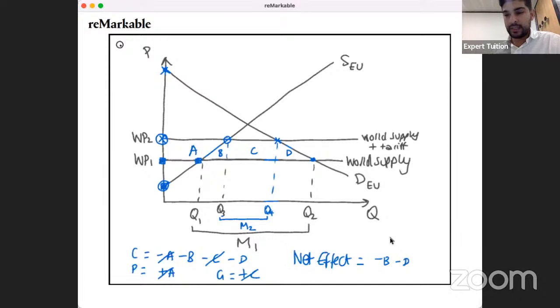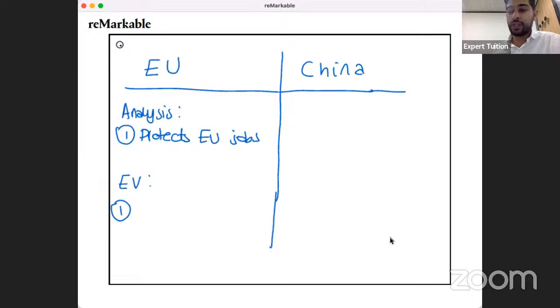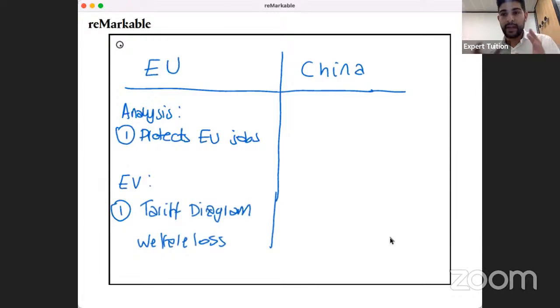So if I go back to our master plan over here, literally the evaluation is consumers are so much worse off. Basically tariff diagram and welfare loss. Okay, especially consumers, right? European consumers are so much worse off because of this, and therefore it's not good for them to do this. That's the evaluation. Right, now we switch our attention to the other side, which is China.